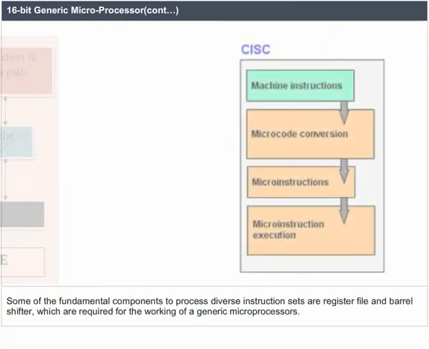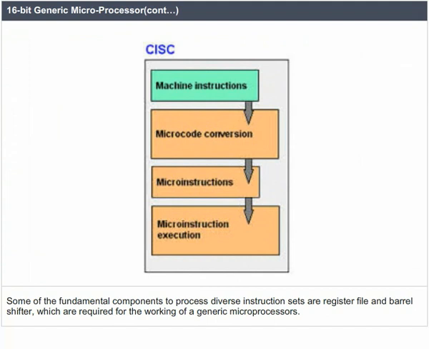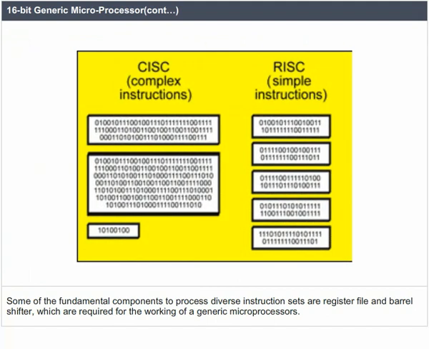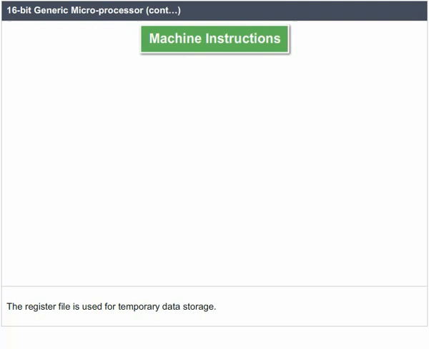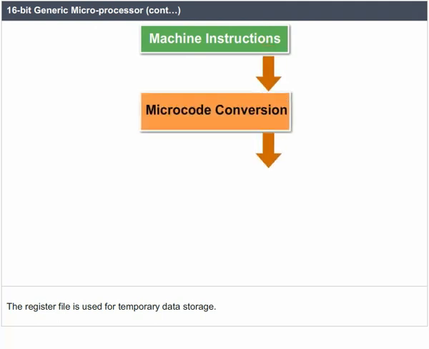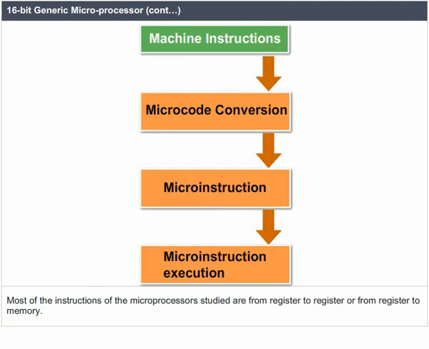Some of the fundamental components to process diverse instruction sets are the register file and barrel shifter, which are required for the working of generic microprocessors. The register file is used for temporary data storage. Most of the instructions of the microprocessors studied are from register to register or from register to memory.